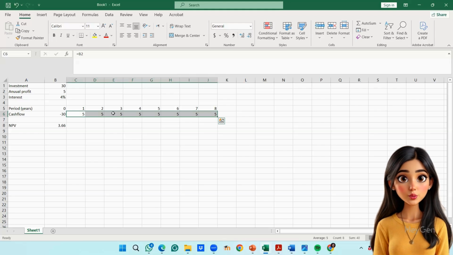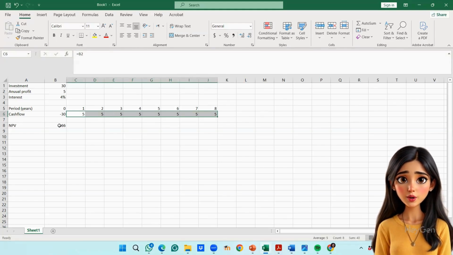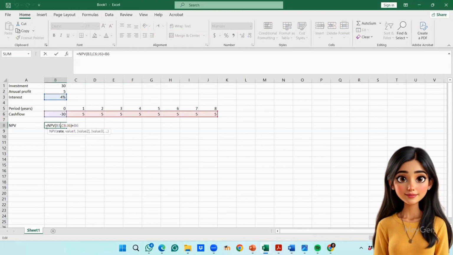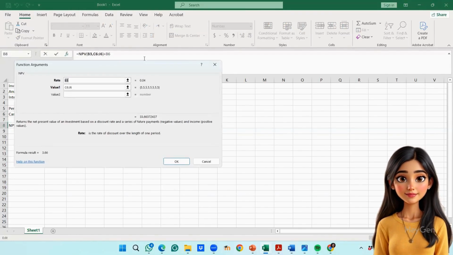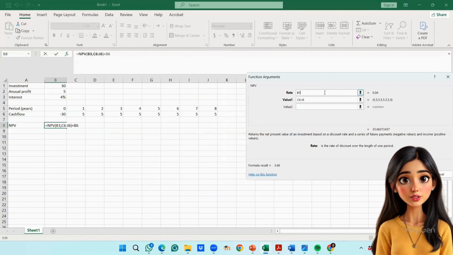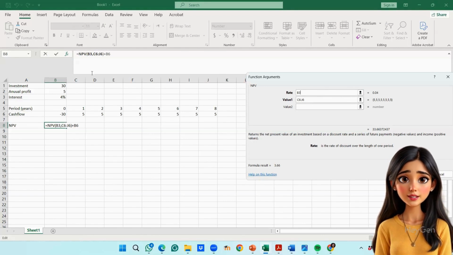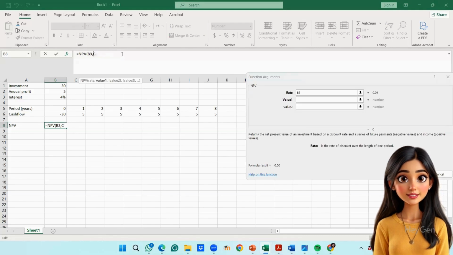Let me walk you through what I did. In the first part of the formula, I always enter the interest rate, which in my spreadsheet comes from the value I put in cell B3. Then I add a comma. After that, I highlight all the cells that show the cash flows starting from year 1, not year 0, but from year 1 onwards, and select them until the very end of my timeline. Then I close the brackets.